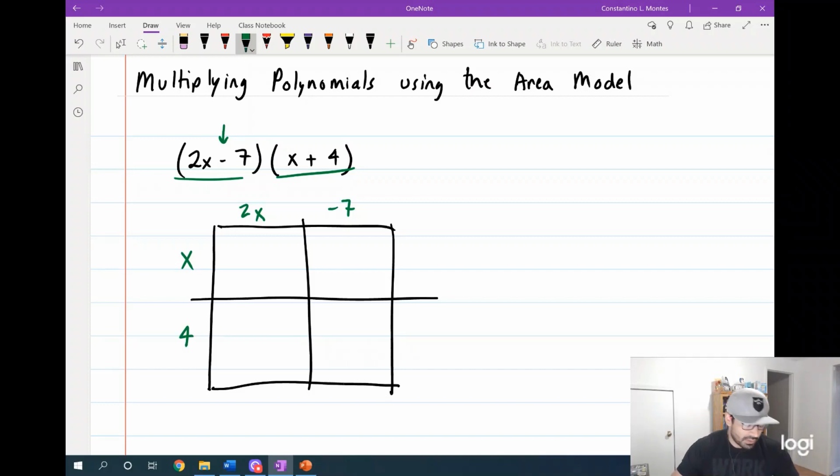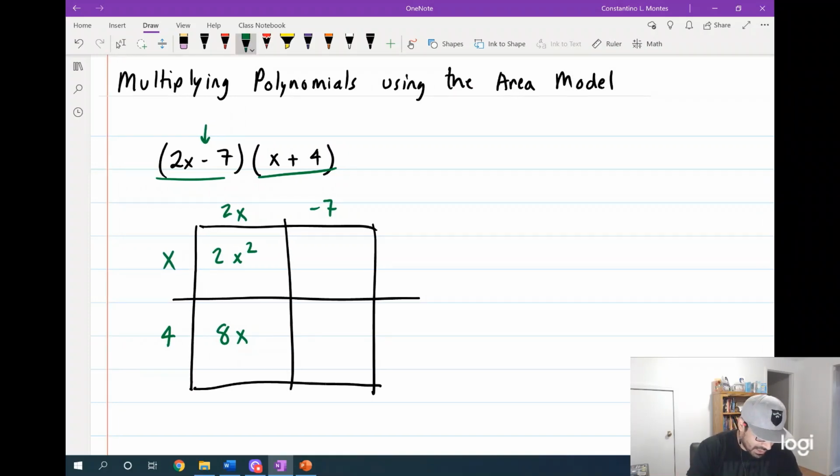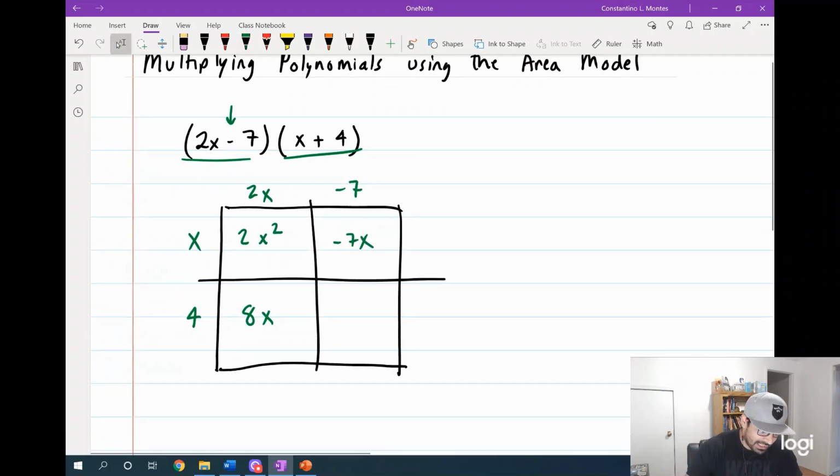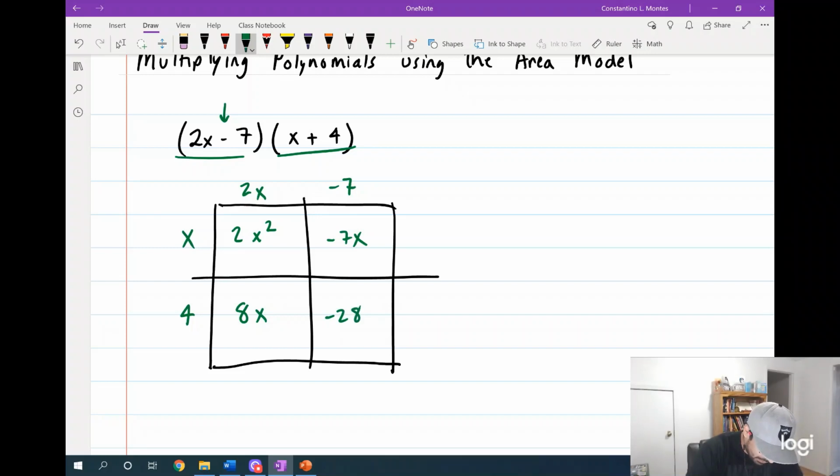Right, so now I'm going to find the area of each square, and then I'm going to add them all together to find the resulting product. So I got 2x times x, that's this upper left-hand corner. That'd be 2x to the power of 2, or 2x squared. I got 2x times 4, which is 8x. Then I'm going to go back to the top right-hand corner. Negative 7 times x is negative 7x, easy peasy. And then negative 7 times 4 is that last little box. That'll give us negative 28.